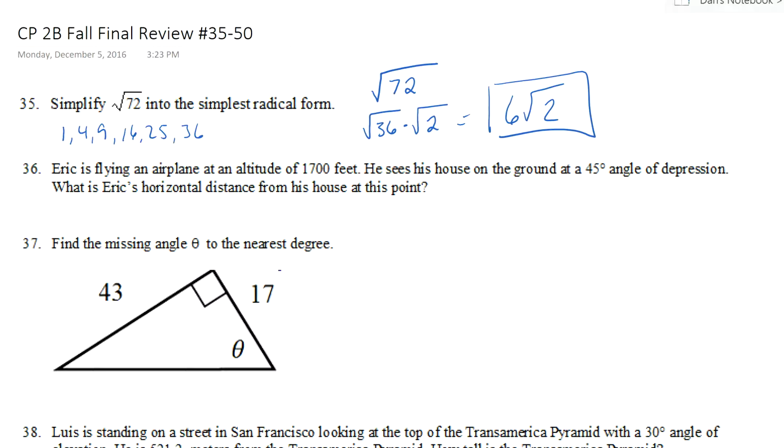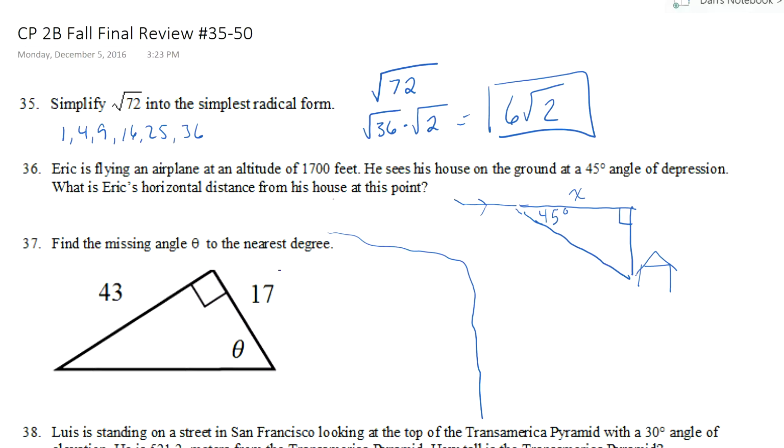36. Eric is flying an airplane at an altitude of 1,700 feet. He sees his house on the ground at a 45-degree angle of depression. Now, actually, there's a couple ways to do this. Let me give you some room here. So, here is the airplane. He sees his house down here. Oops, that was really bad triangle I'm drawing there. Right here. And this is a 45-degree angle. What is Eric's horizontal distance? So its horizontal distance would be this distance, and the altitude is 1,700 feet.